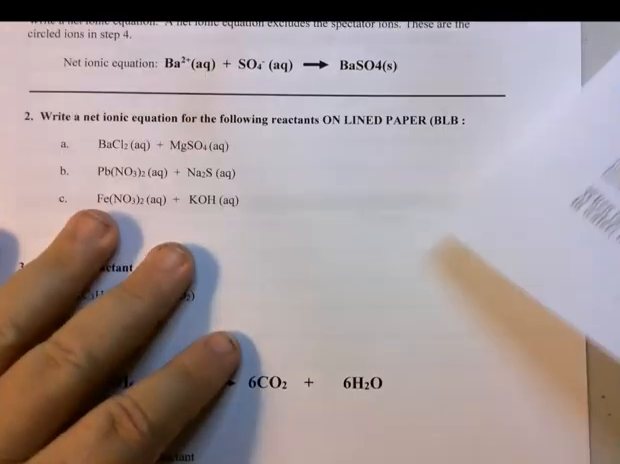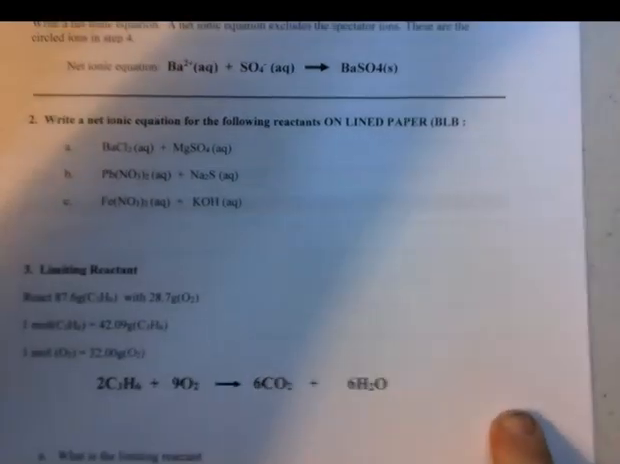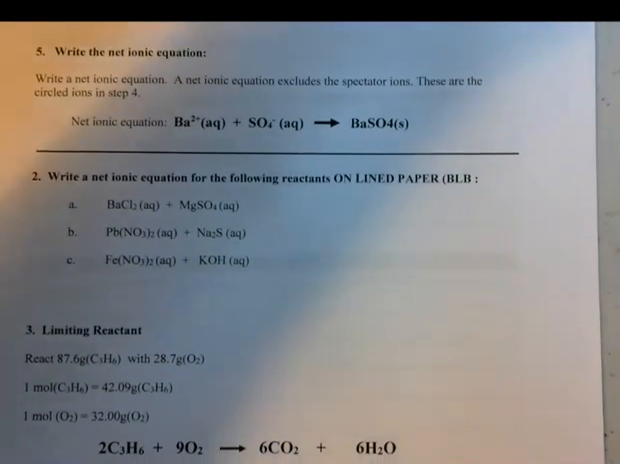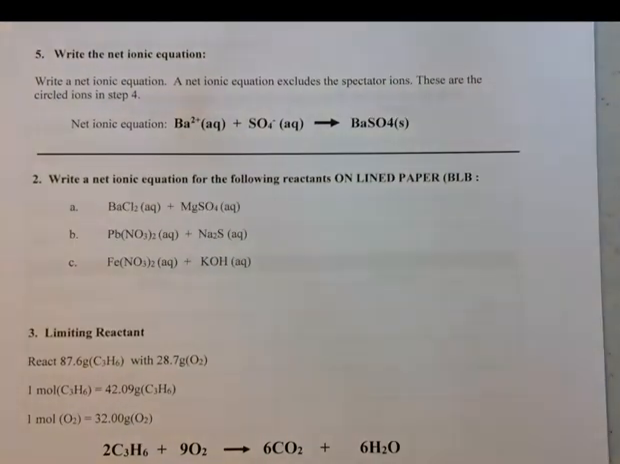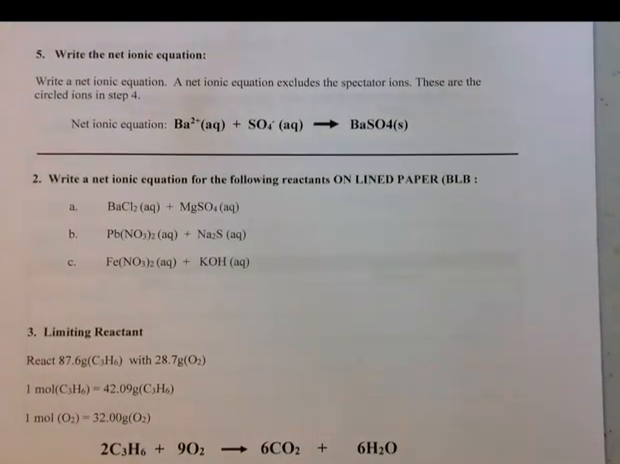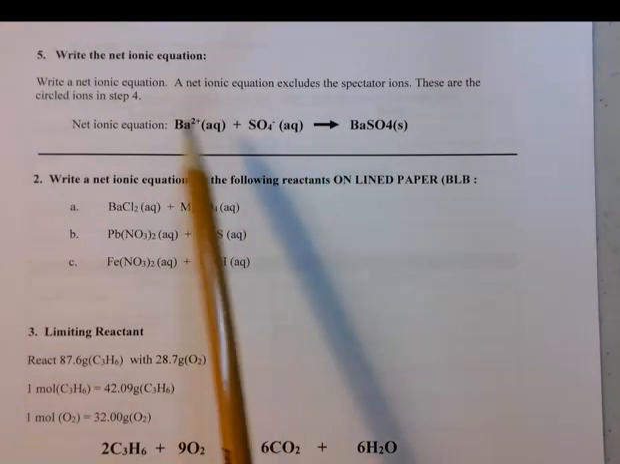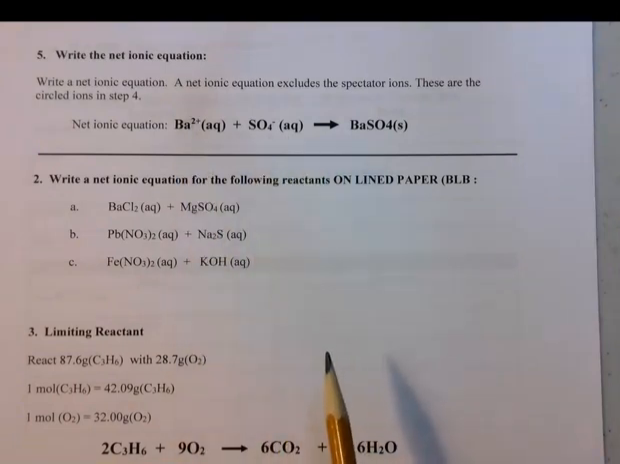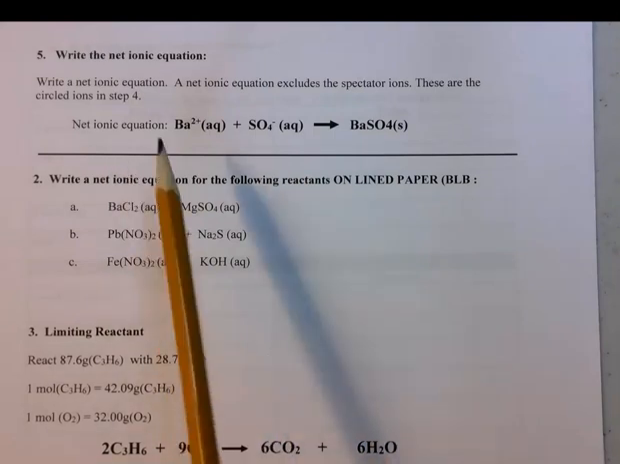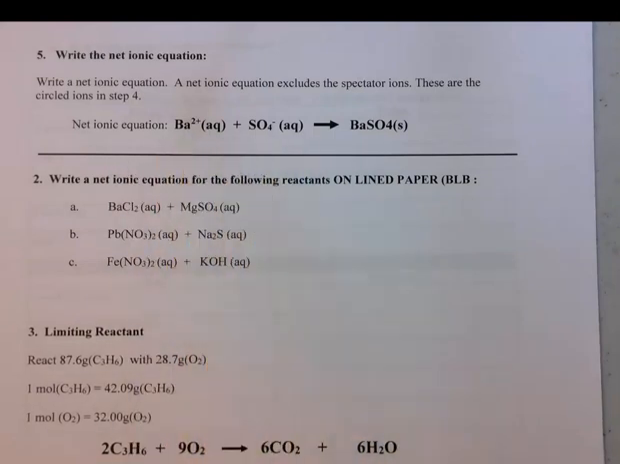So we'll go back to the next page. And that's how you finish out this problem. You write a net ionic equation. A net ionic equation excludes the spectator ions. These are circled in ions in step 4, the previous step. So there's your final product of this. There's the net ionic equation. The barium ion plus the sulfate ion combine to form barium sulfate. And that's all there is to this. It'll take a little practice.